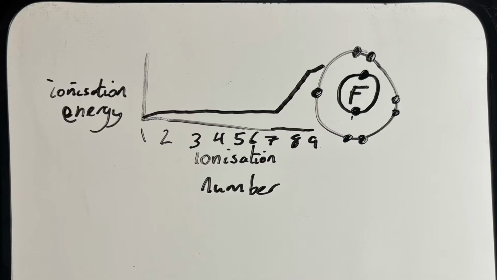And there are certainly example questions of this, and just here you can see an example of a group 7, which is fluorine, and it kind of is very low and then peaks just after 7. And that's because after the 7th ionization, they're trying to ionize a new shell that is closer to the nucleus and so is experiencing more attraction.